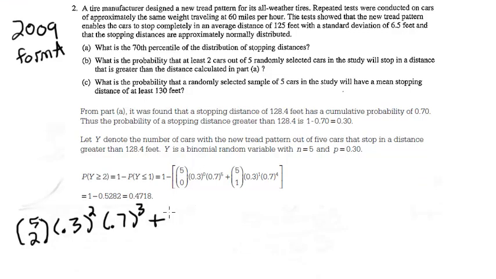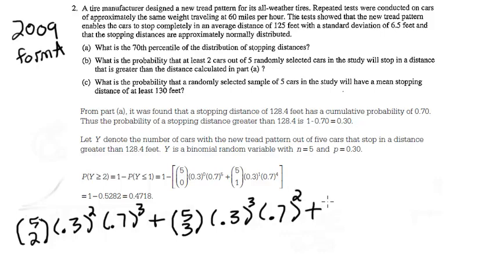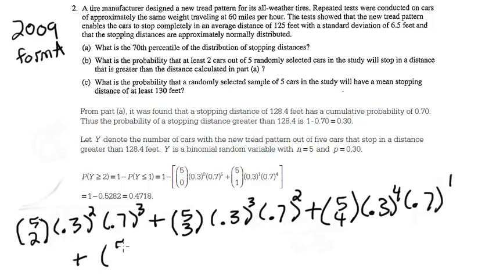So then we have to take into consideration the scenario that we've got 5 cars and 3 of them stop past that distance. So that'd be 0.3 cubed and then 0.7 squared. That means 2 of them won't. And then add that to 5 choose 4, 0.3 to the fourth, 0.7 to the first, plus down here 5 choose 5. So that's all of the cars stopping past that distance, and none of them stopping short.